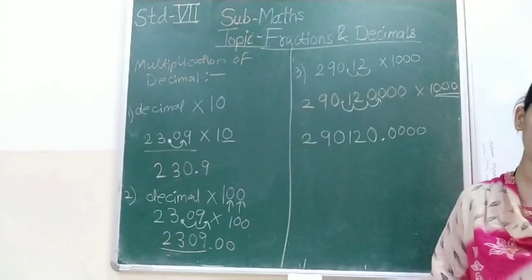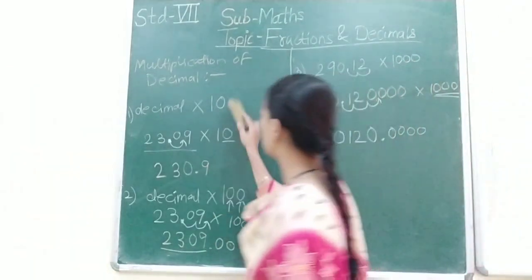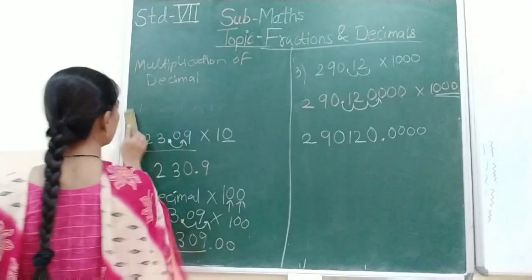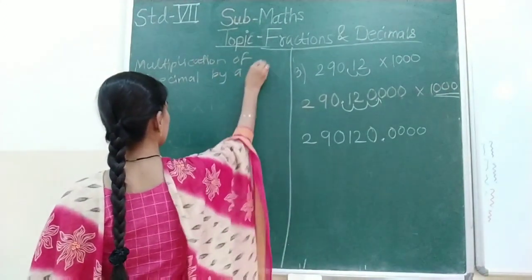Now multiplication of decimal by a whole number.